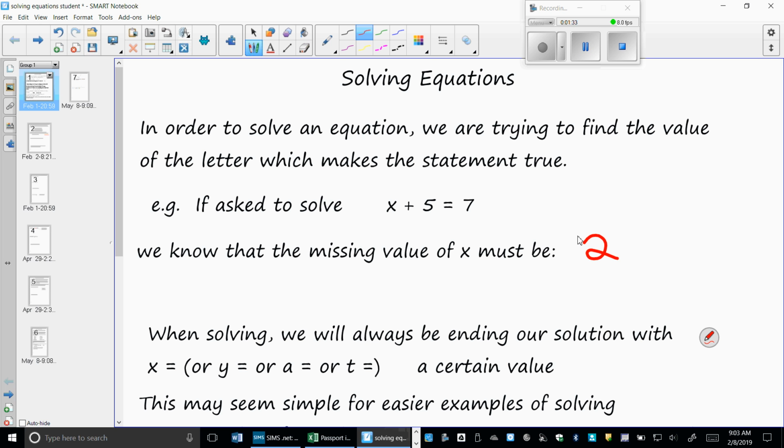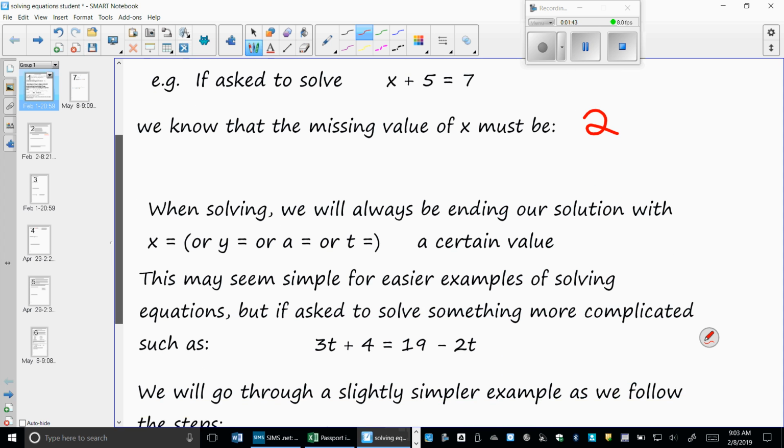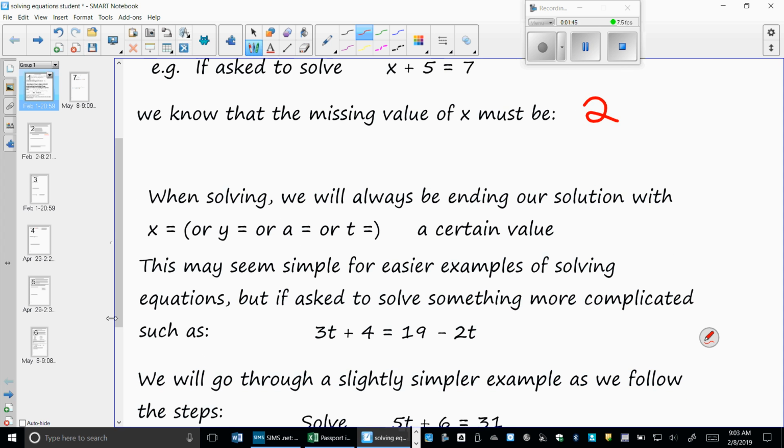Now, I'm thinking you're probably like, well, that was stupid. Yeah, unfortunately, they get more challenging. Okay? So, as I've said here, when solving, we will always be ending our solution with x equals, or whatever letter we're trying to find, a certain value. So it will always be x equals a number or whatever it is.